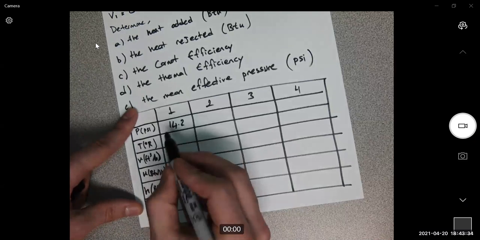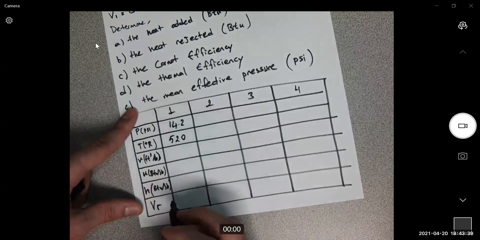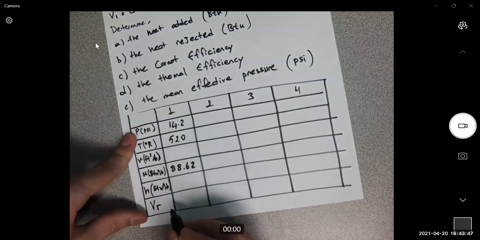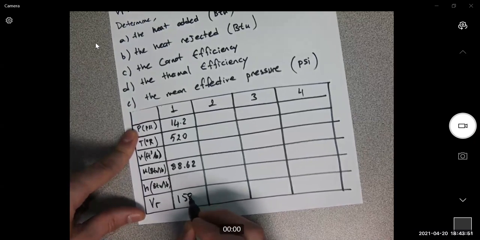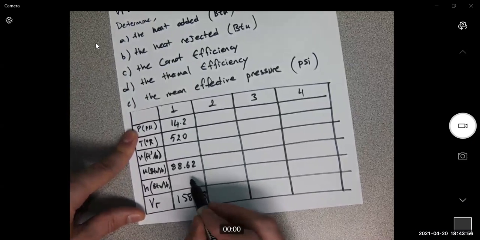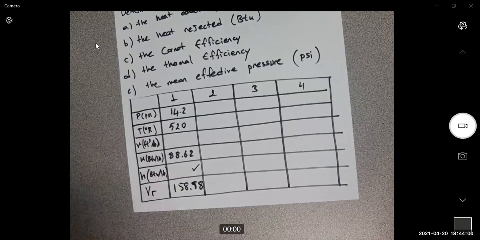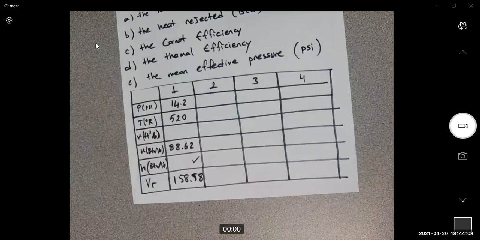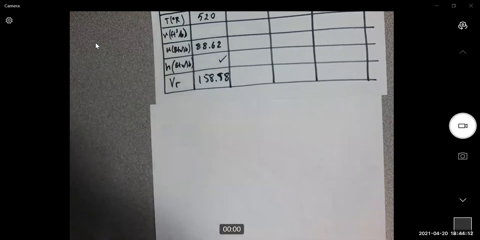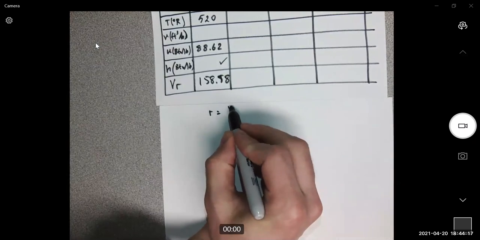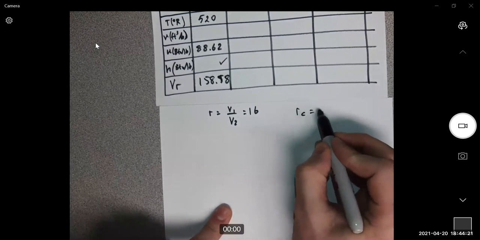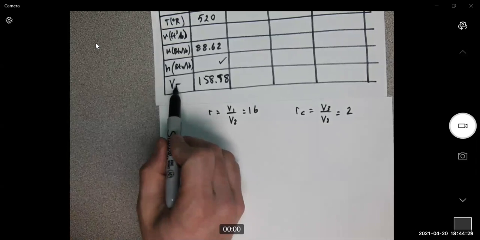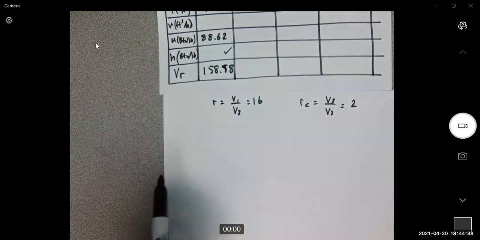Pressure is in question, 14.2. Temperature is 520. Internal energy can be found from the table, right? At 520 Rankine, u will be 88.62, and we also read the enthalpy, 124.27, and vr, 158.68. Compression ratio is 16 and cutoff ratio is 2. We found our vr and internal energy by using the table, here at 520 degrees Rankine.